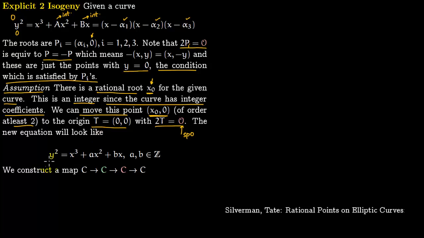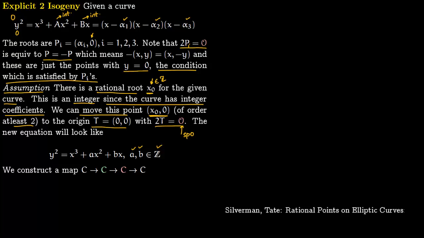The new equation looks like this: y² = x³ + ax² + bx, again with a and b integers. We have just changed the coordinates from (x0, 0) to (0, 0), and we have said that this x0 is an integer: if you start with a rational root, it will become an integer.